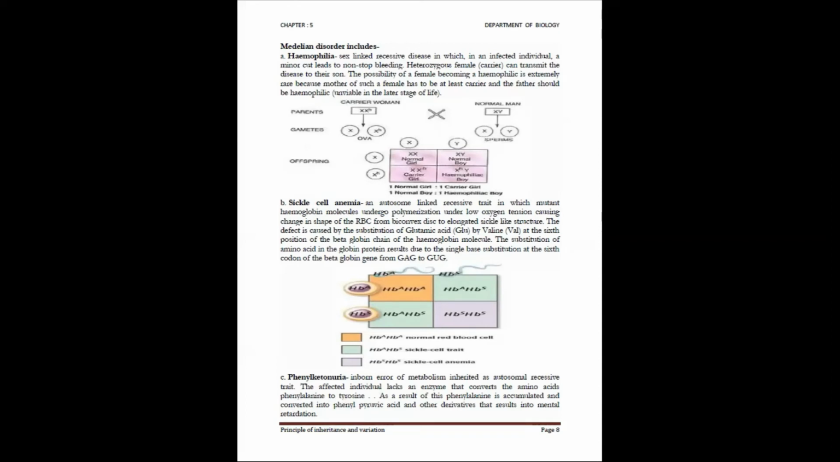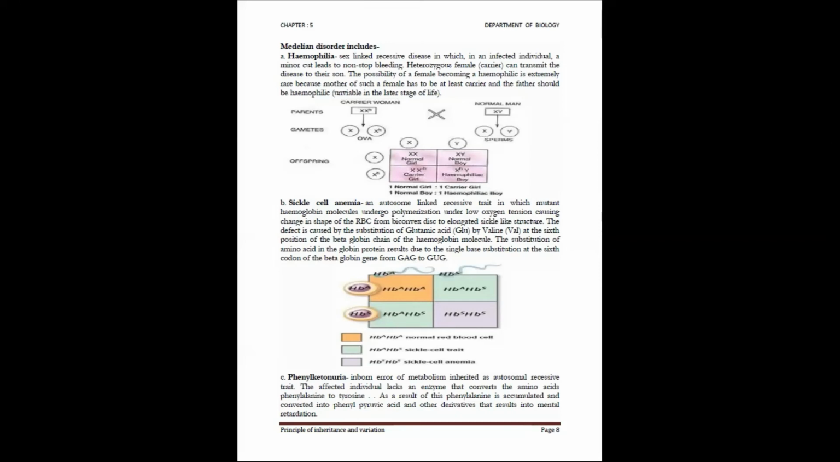So it can be asked for 5 marks for hemophilia alone, or sickle cell anemia alone, or phenylketonuria alone. So you have to justify your answer for 5 marks also. You have to add 5 points for each of the diseases. So make sure you are categorizing it and channelizing your answers so that you are justifying the answers.